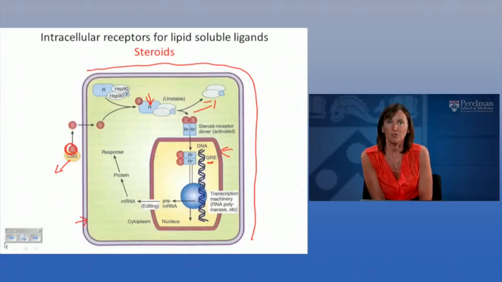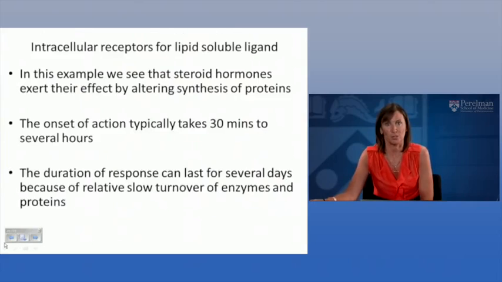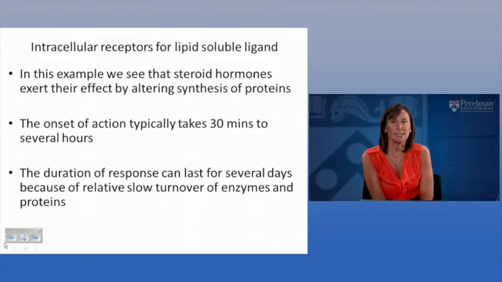This is an example of intracellular receptors for lipid-soluble ligands, steroid, glucocorticoid, steroid hormone receptors. The onset of action typically takes about 30 minutes to several hours. So what we are seeing here is the process involving multiple different steps, ultimately resulting in an altering in the synthesis of proteins. The duration of response can last for several days because of the relative slow turnover of enzymes and proteins. So once you turn on these receptors, it is expected that the pharmacodynamic effect of turning on the receptor is going to have a reasonably long duration of action.